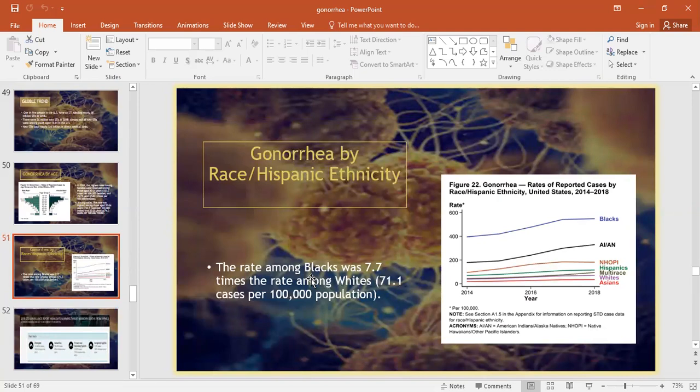Gonorrhea by race and Hispanic ethnicity: the rate among Blacks was 7.7 times the rate among Whites and Asians, which is about 71.1 cases per 1 million population.